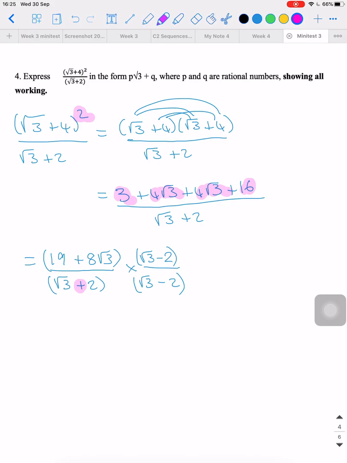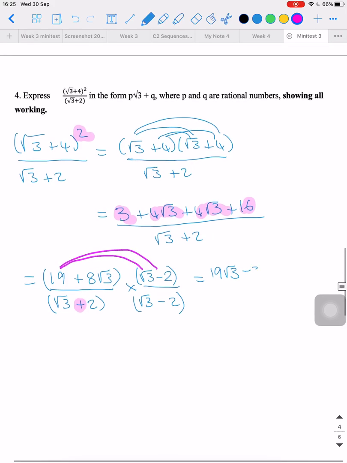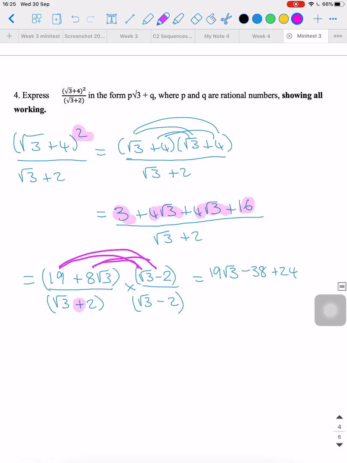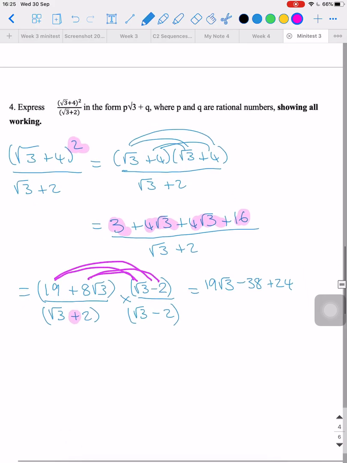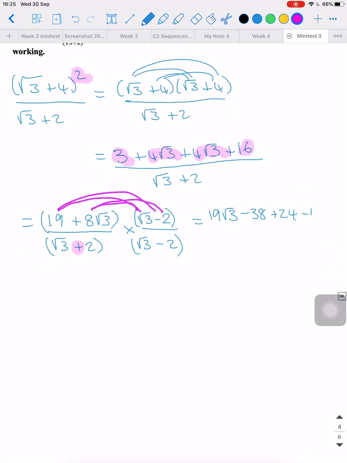Okay, so in the numerator I've got 19 times root 3, so that will just be 19 root 3. I've got 19 times minus 2, so that's going to be minus 38. I have got 8 root 3 times root 3, so that's going to be 8 times 3. And I have got 8 root 3 times minus 2, so that's going to be minus 16 root 3.